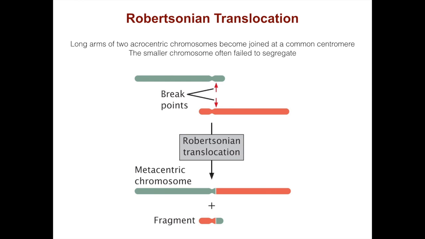Another type of translocation is a Robertsonian translocation. So the long arms of two acrocentric chromosomes become joined at a common centromere. And then the smaller chromosome often fails to segregate. So you can see here that you produce a new metacentric chromosome and a fragment that is likely to be lost. And this seems to be a driver of evolution.